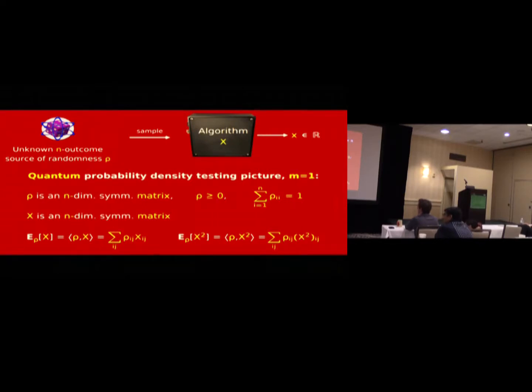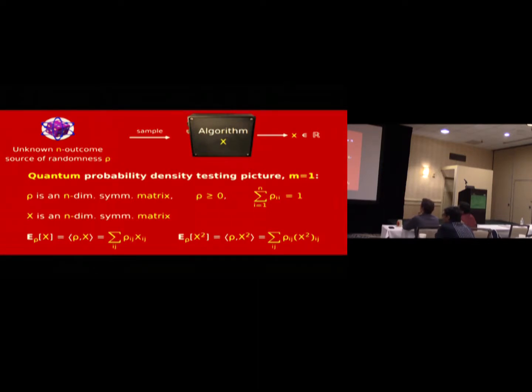So in quantum probability distribution testing, you have an unknown source of randomness, now called rho, which is the state of some particle or something. This is the m=1 sample picture. And the state, by definition of physics, is like an n-dimensional symmetric matrix. And same deal, it's non-negative, by which I mean it's positive semi-definite. And instead of sum of p_i equals 1, it's sum of rho_ii equals 1. So the sum of the diagonals of this matrix is 1.